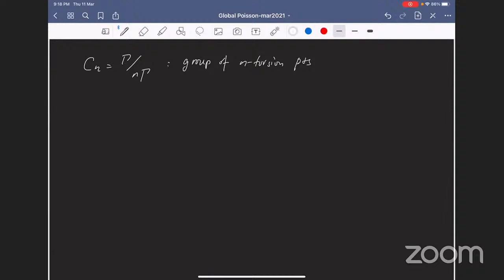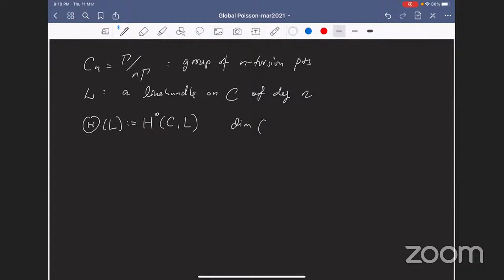And we also fix a line bundle L on C of degree n. So I denote by Theta(L) the space of sections of this line bundle. So note that by Riemann-Roch, this space has dimension equal to the degree. And we consider the central extension of the group of n-torsion points.